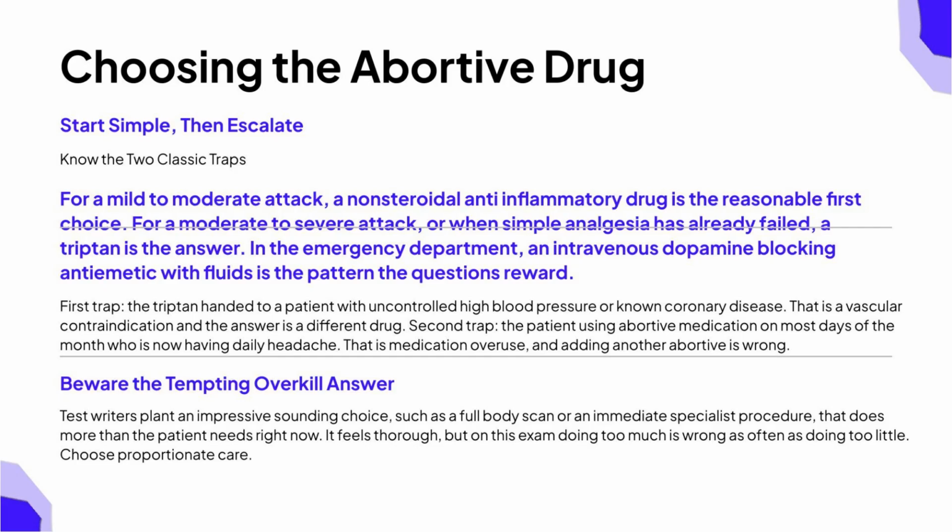Now the 2 traps. The first is a triptan handed to a patient with uncontrolled high blood pressure or known coronary disease. Those are vascular contraindications, and whenever the stem gives you a cardiac history or a high blood pressure reading, that detail exists to make the triptan wrong. The second is the patient taking abortive medication on most days who now has daily headache. That is medication overuse headache, and the answer is never to add another abortive drug.